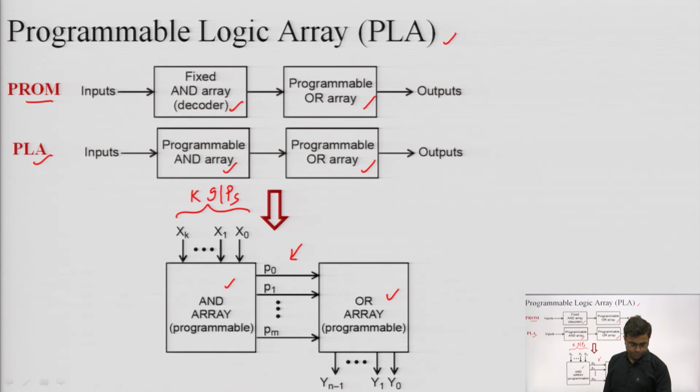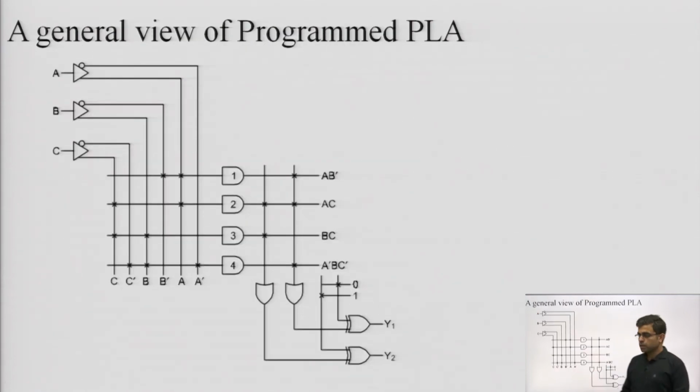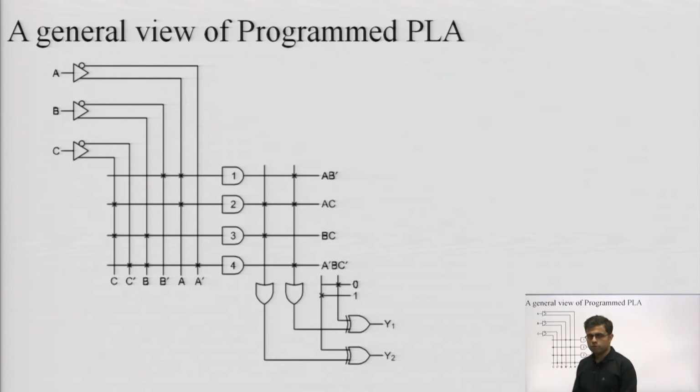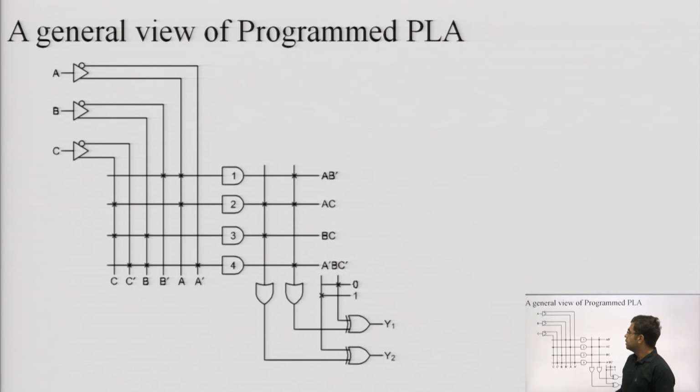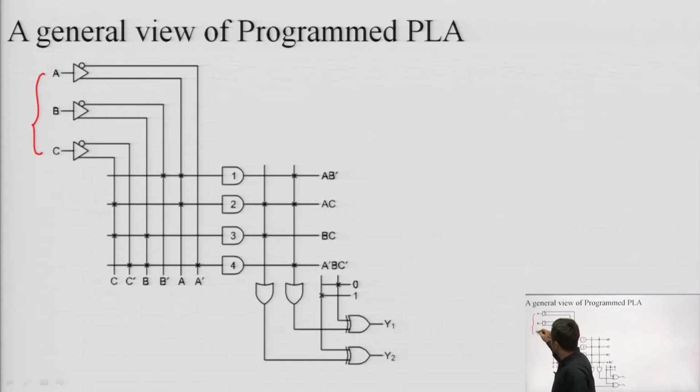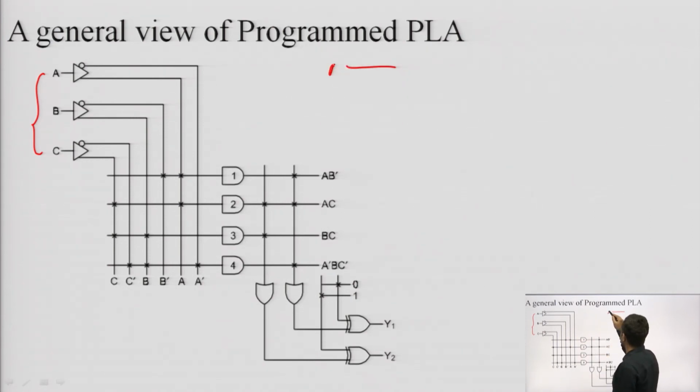So let's look at a clearer, simplified view of a PLA, how this PLA is going to look. There are three inputs, and these symbols denote the negated version and the non-negated version of the inputs. So, if this is A, then this thing gives A bar, and this gives A. We have to use this notation.